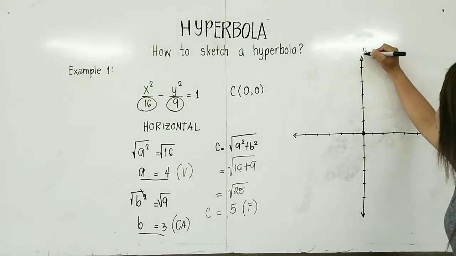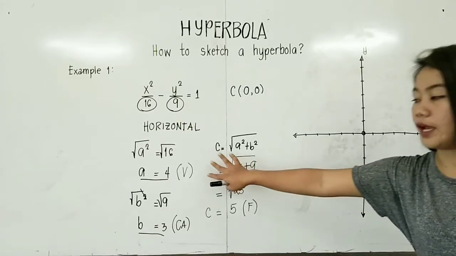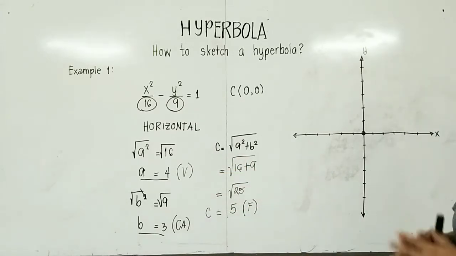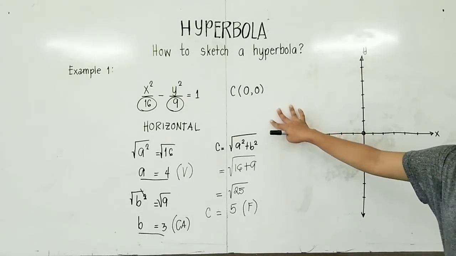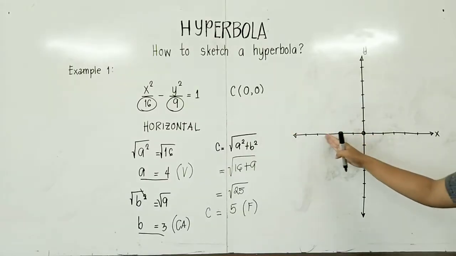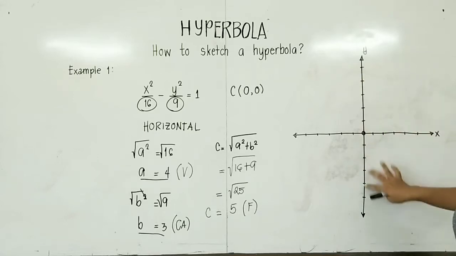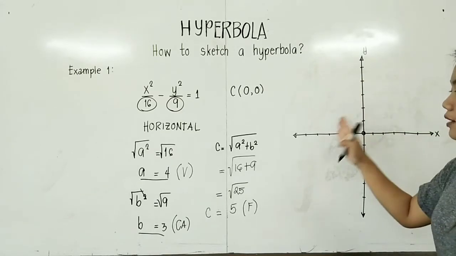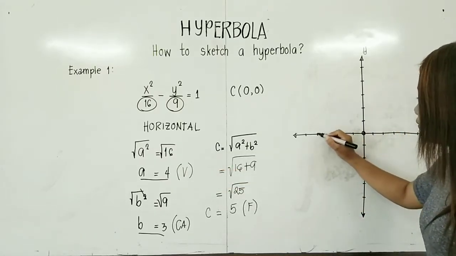x-axis and the y-axis. First step in sketching a hyperbola is we will first sketch the central box using the value of A and the value of B. So central box, since the transverse axis of this hyperbola is horizontal, we can expect that our A is in the x-axis and our B is in the y-axis. So first, let us count 4 units to the left and to the right because our A is 4. So 1, 2, 3, 4.